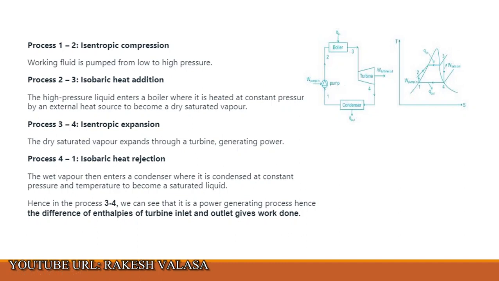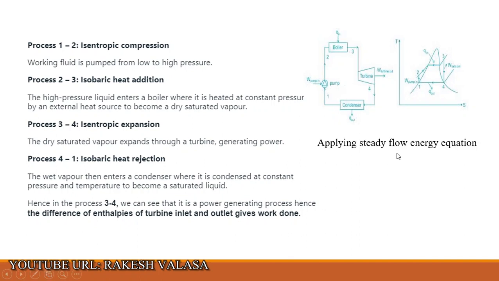The last one is process 4 to 1. This is the isobaric heat rejection process. In that, wet vapor then enters a condenser where it is condensed at a constant pressure and temperature to become a saturated liquid.